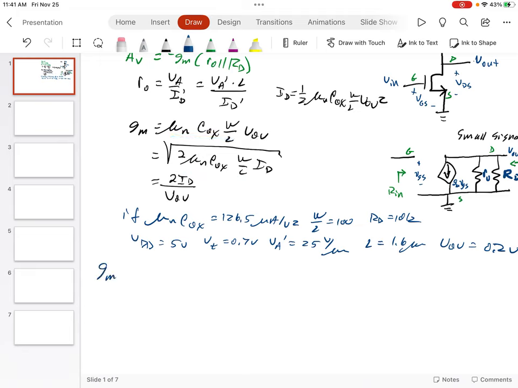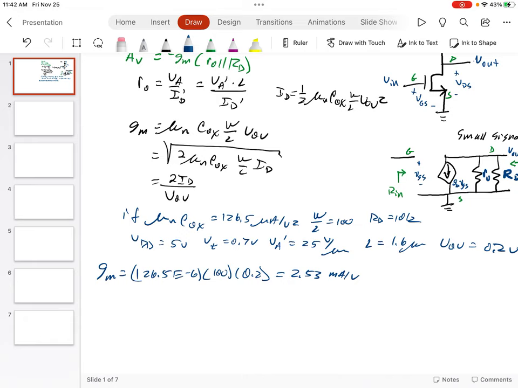So what is GM? GM is 126.5 e to the minus 6 times W over L, which was 100, times V overdrive, which is 0.2, and we get 2.53 milliamps per volt. Okay.